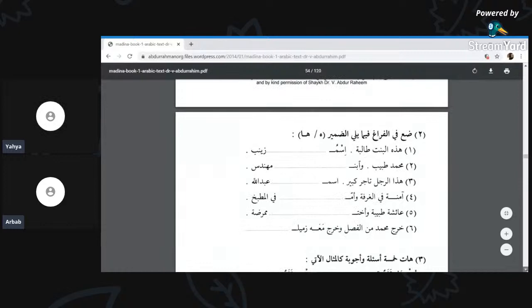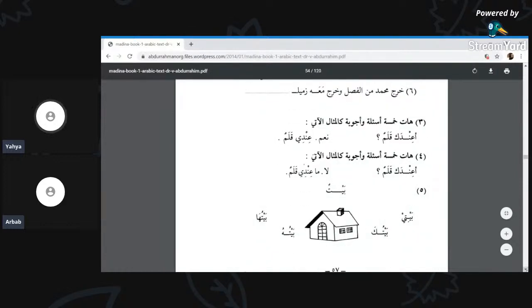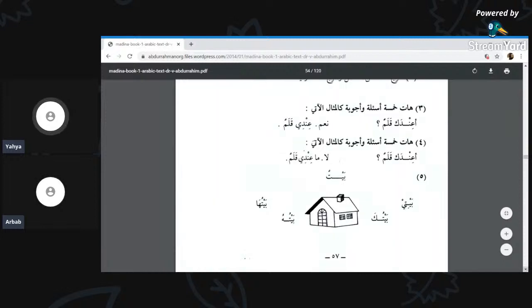All right, so here we go. At the bottom of page 57. Okay, you can see just here where I'm sharing the screen, it says عندك قلم؟ نعم عندي قلم. Okay, and then عندك قلم؟ لا ما عندي قلم. So it's teaching you here how to answer a question in the affirmative and in the negative.